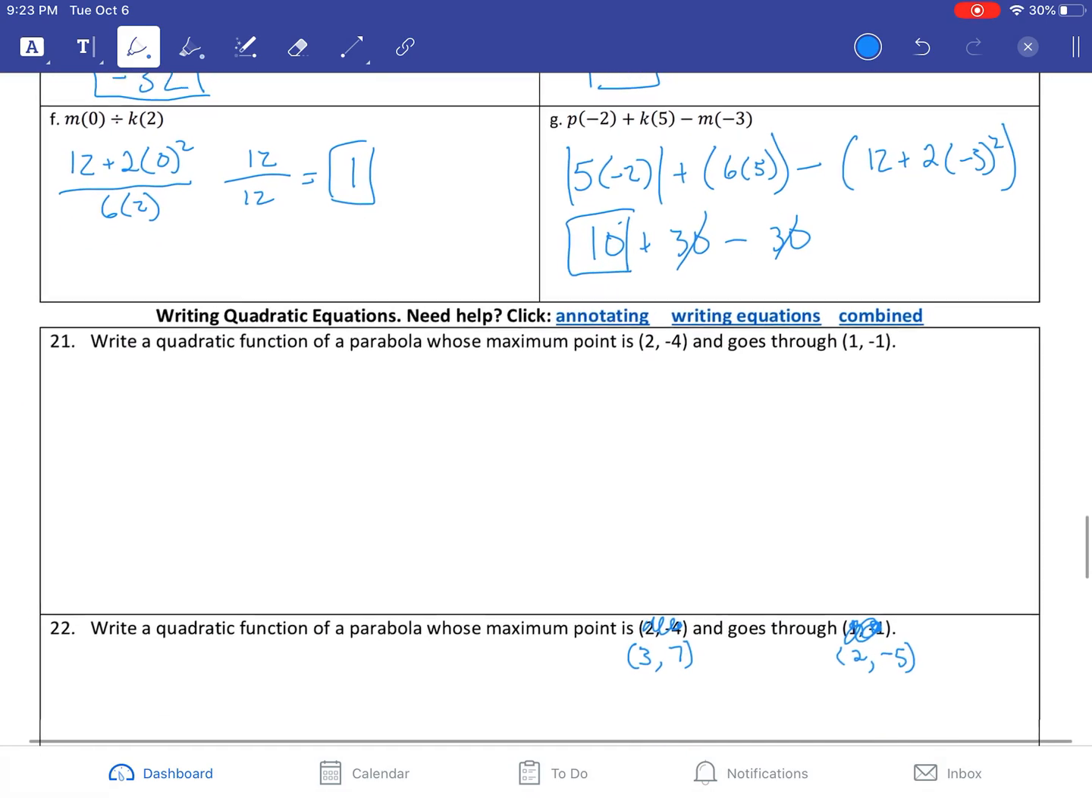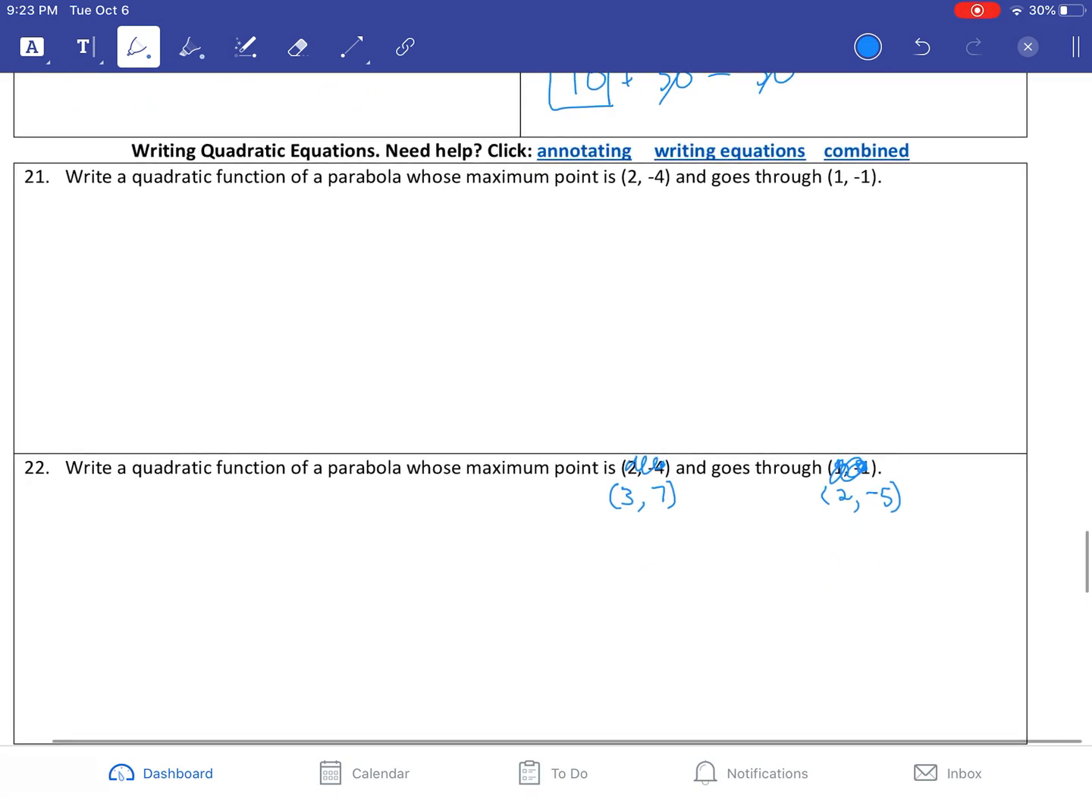Okay. Next, we got quadratic equations. Now, somebody in my third period class pointed out that the numbers for 22 are the same as 21, so I let them pick. So we are using 3 and 7 and 2 and negative 5 for this second problem of this.